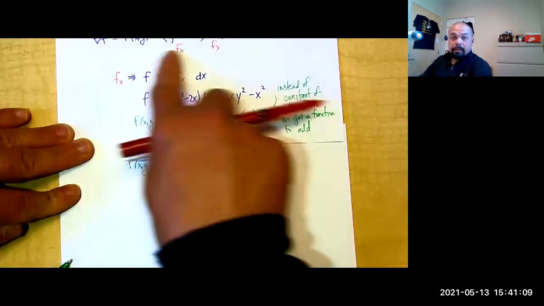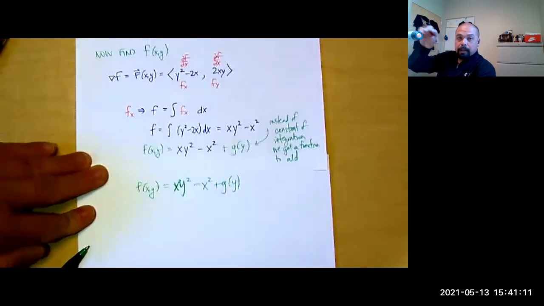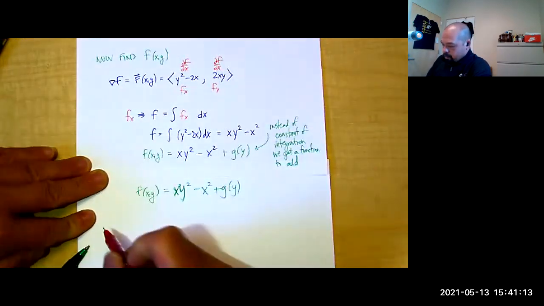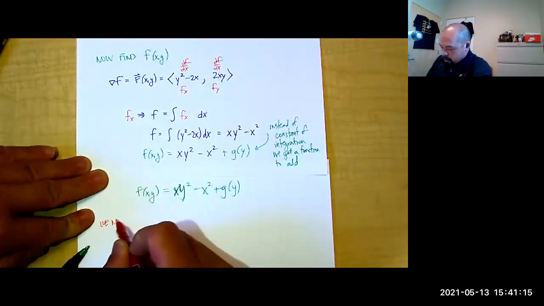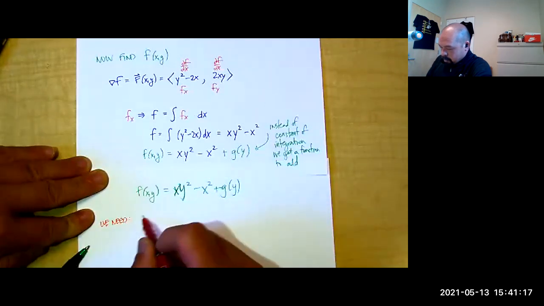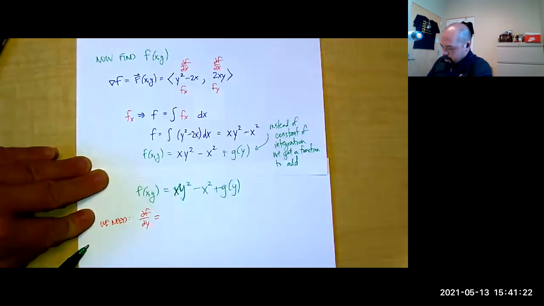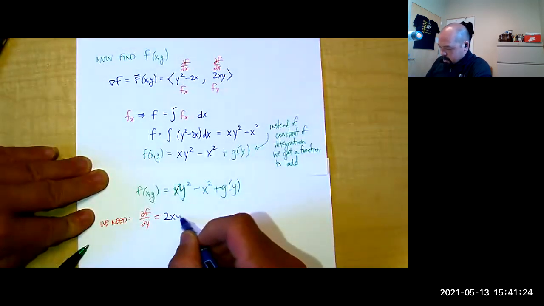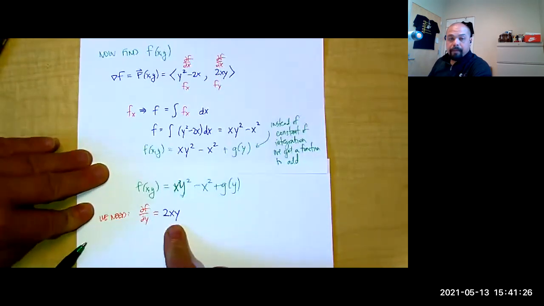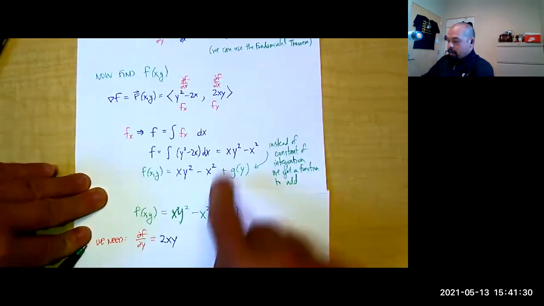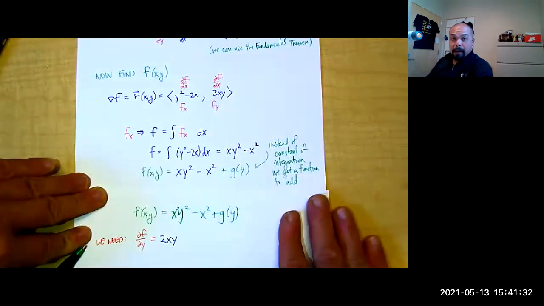But then to match our gradient vector, let me zoom out a little bit, we need df/dy to be equal to 2xy. I'm going to take that partial. I need to make sure I get this component for my gradient vector.